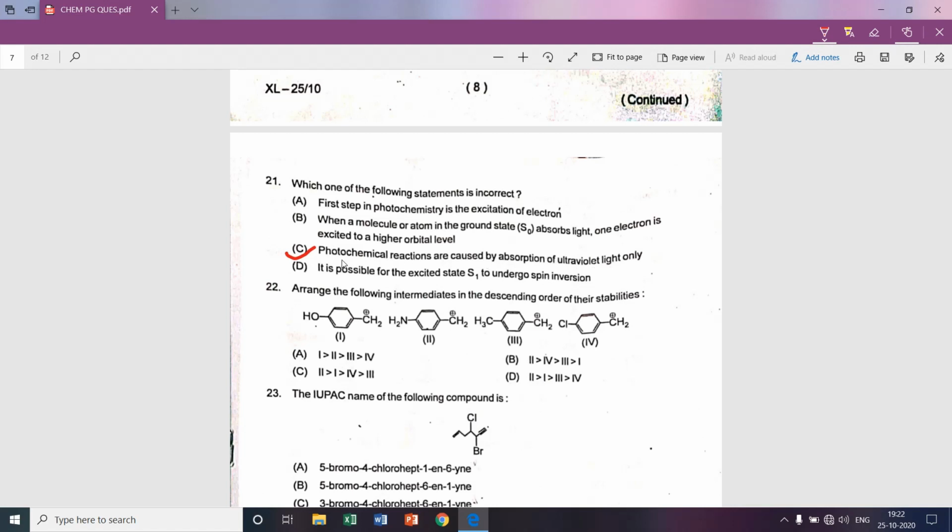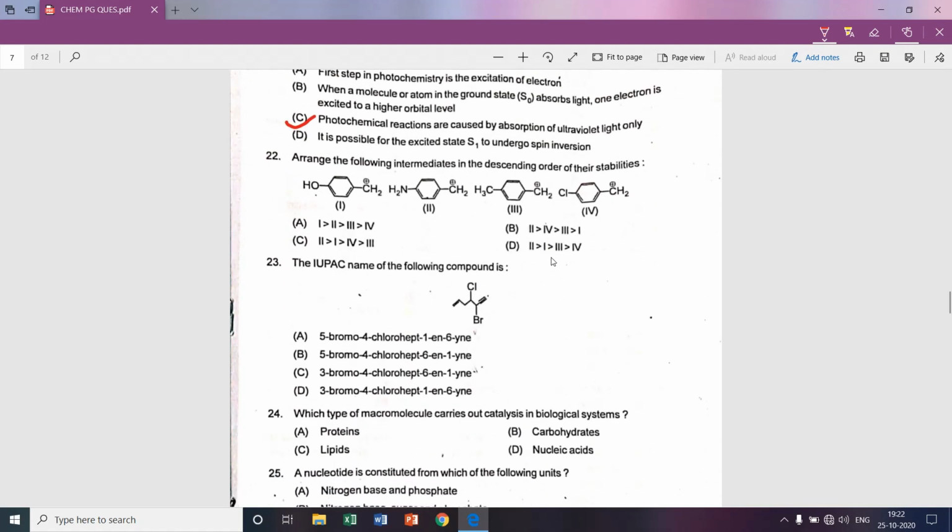The correct statement is that photochemical reactions are caused by absorption of solar radiation, and the UV and the visible radiations come under the solar radiation, and UV and visible radiations are short wavelength. So photochemical reactions are caused by absorption of solar radiation, not by the UV light only.